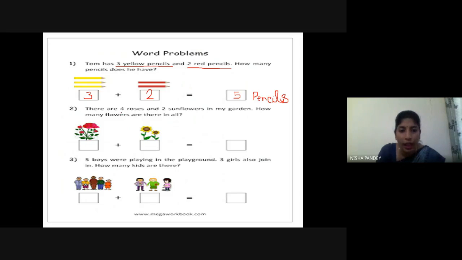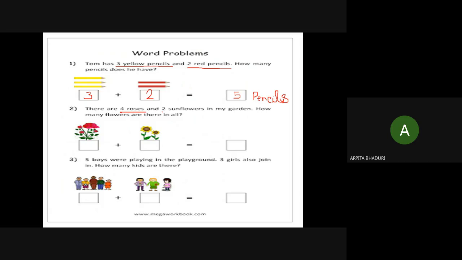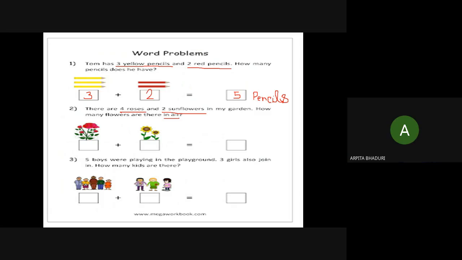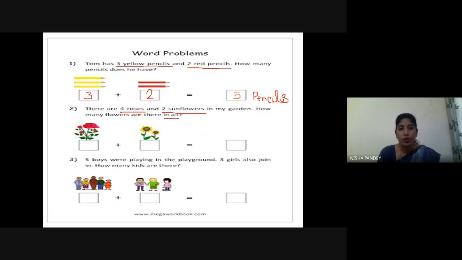There are four roses. So how many roses? Let's underline. And two sunflowers. Four roses and two sunflowers in my garden. How many flowers are there in all? So what is the signing word here? In all. It means we have to add them, right? Yes, ma'am. So what will we do? Four roses. So we will write here four roses. It's already given, the picture is given, so we will not write.